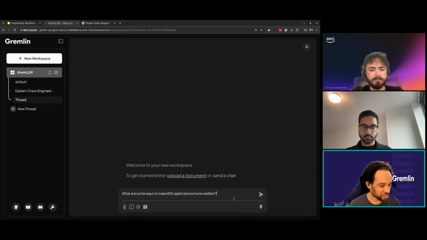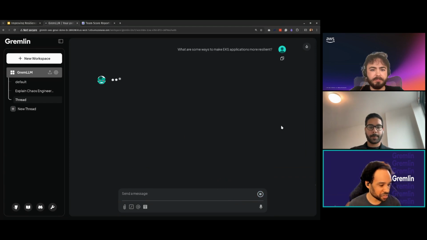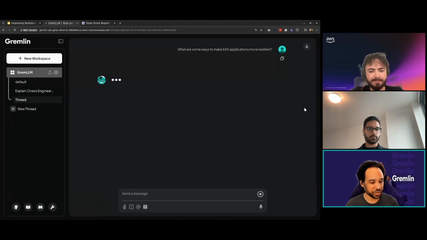So for example, I have: what are some ways to make EKS applications more resilient? It'll take a couple seconds while it talks out to Ollama, but the response should get processed pretty quickly. That way I'll know that my services are working together and that I'm able to get the response the way I expected to.